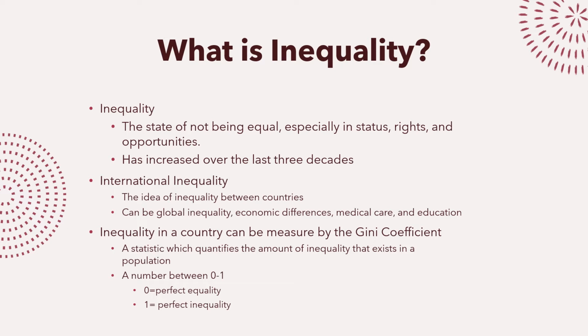Inequality in a country can be measured by the Gini coefficient, which is a statistic which quantifies the amount of inequality that exists in a population. This is on a number scale between 0 and 1, where 0 is equal to perfect equality and 1 is equal to perfect inequality.